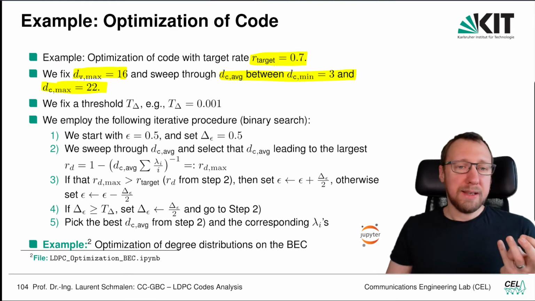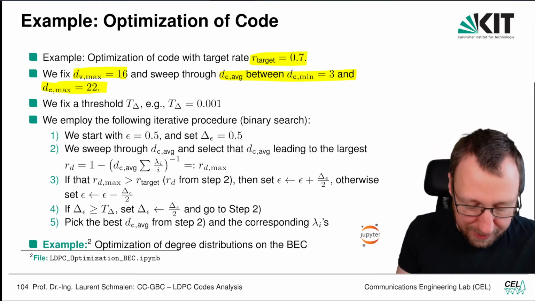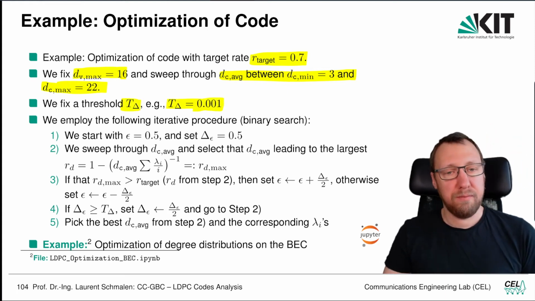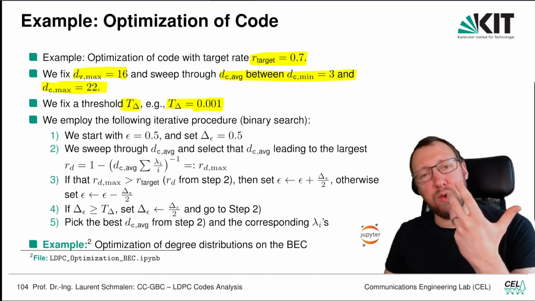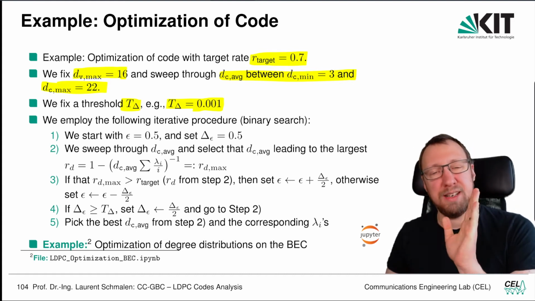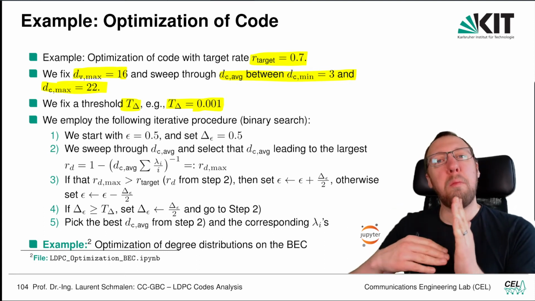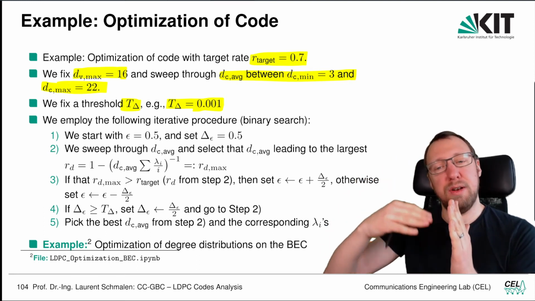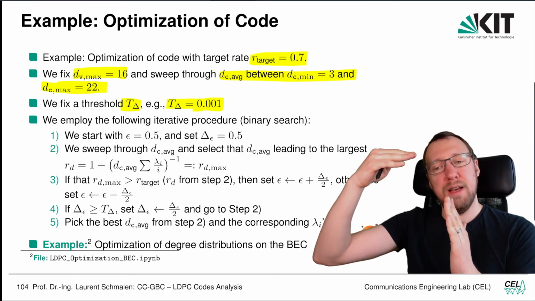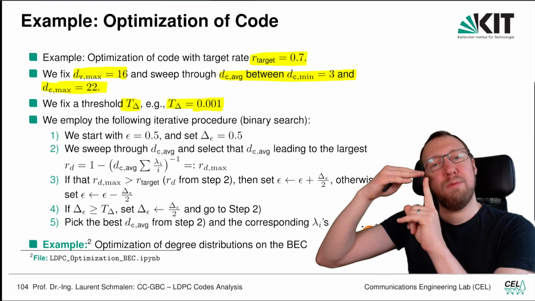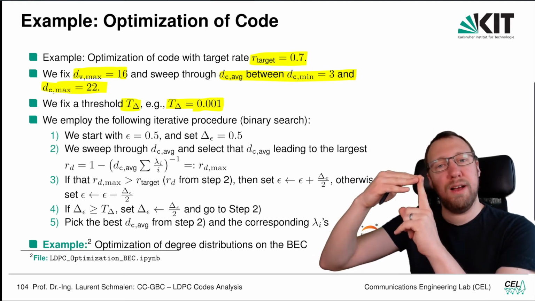Then we fix a threshold that we call T delta, and T delta is a small enough number. And now we use a binary search to find a code that is as close as possible to the target rate. Remember, we want to maximize the rate. So in our procedure, we maximize the rate, and then we change epsilon until we find a maximum rate that is close to the target rate.